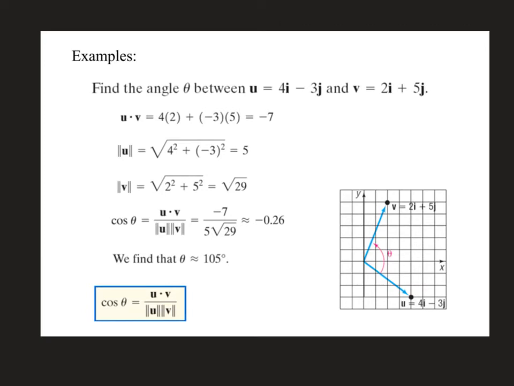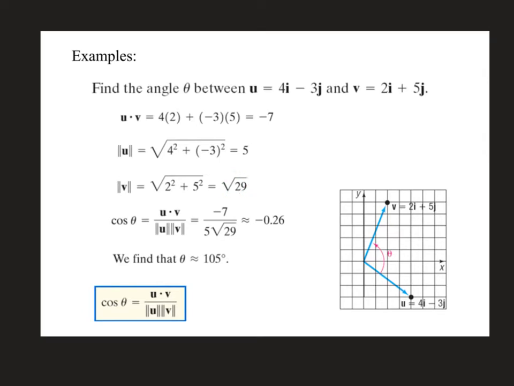So the first thing we have to do is the dot product of the two vectors. So 4 times 2 is 8 plus -3 times 5, -15, and gets -7. Then we're going to find the magnitude of each vector. The magnitude of u is the square root of 4 squared plus 9, and you end up with 16 plus 9 or 25, which gets you 5. Likewise, the magnitude of v is the square root of 4 plus 25, which is the square root of 29, and we'll just leave it in simplified radical form.